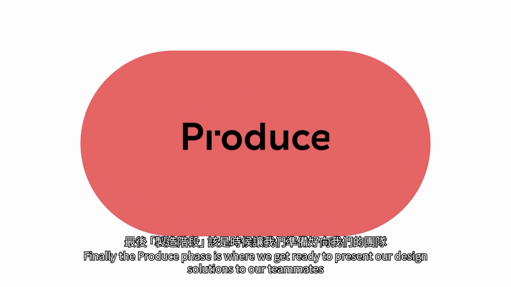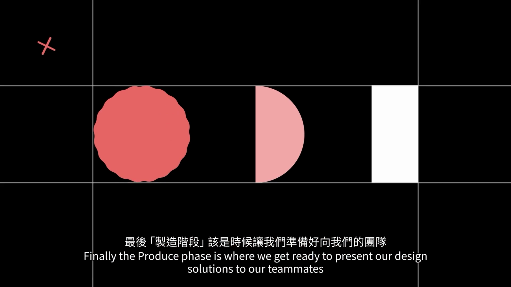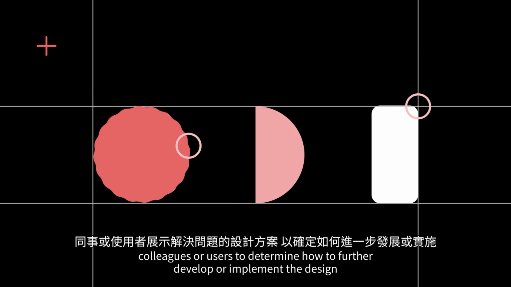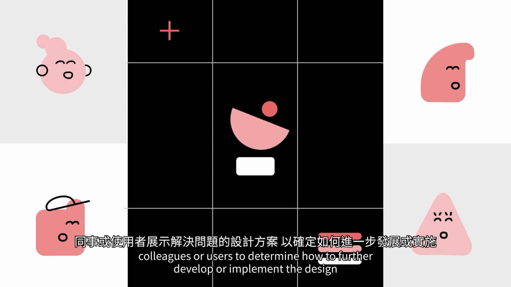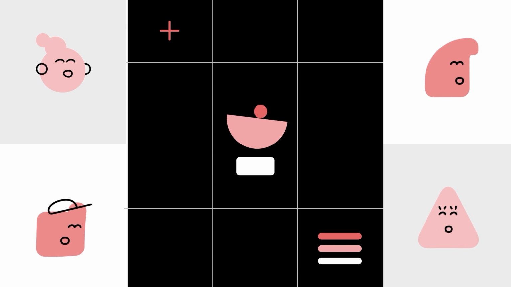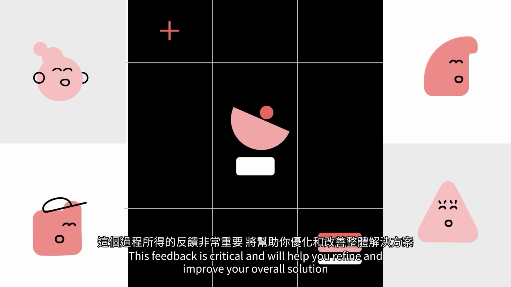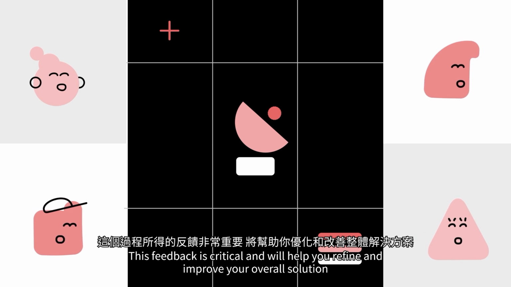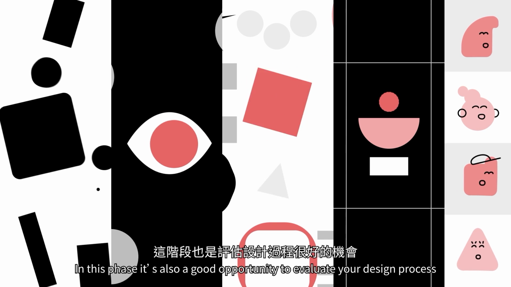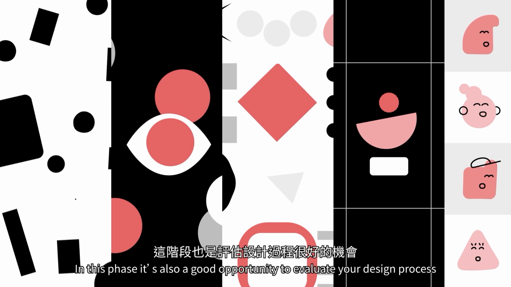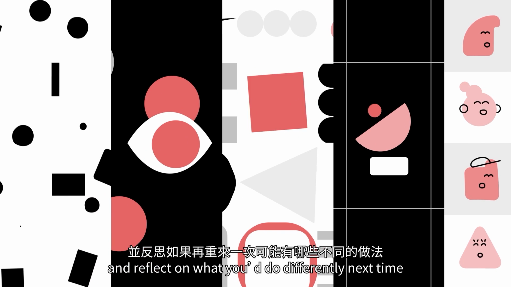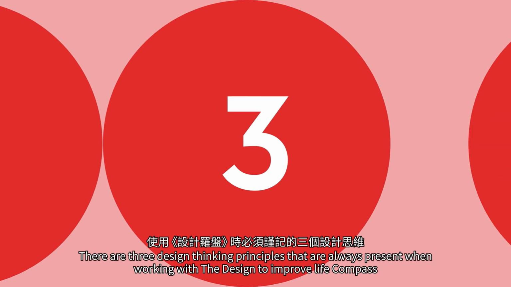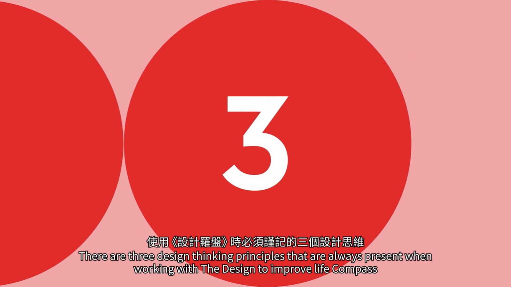Finally, the produce phase is where we get ready to present our design solutions to our teammates, colleagues, or users to determine how to further develop or implement the design. This feedback is critical and will help you refine and improve your overall solution. In this phase, it's also a good opportunity to evaluate your design process and reflect on what you'd do differently next time.